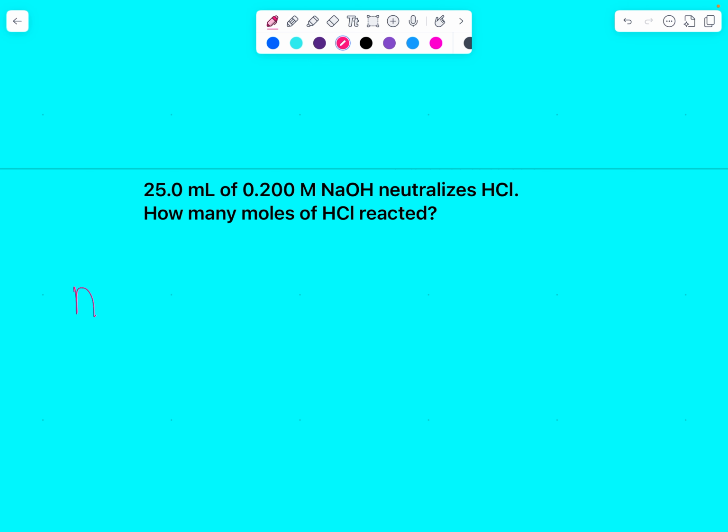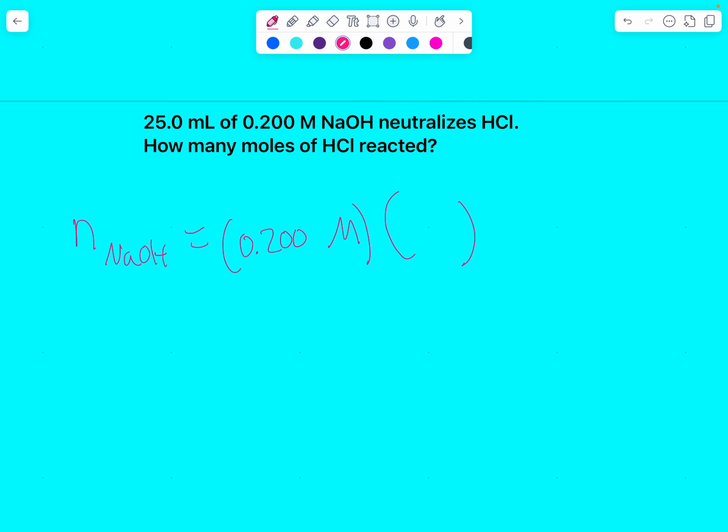So I have this, N, which is moles of NaOH, equals, let's start with that. It is going to be 0.200 molarity times a volume of 25.0 milliliters, right? But do I accept milliliters ever? Think about that. Would I use that milliliter in this equation? Absolutely not, right? So what we need to do is convert milliliters into liters.